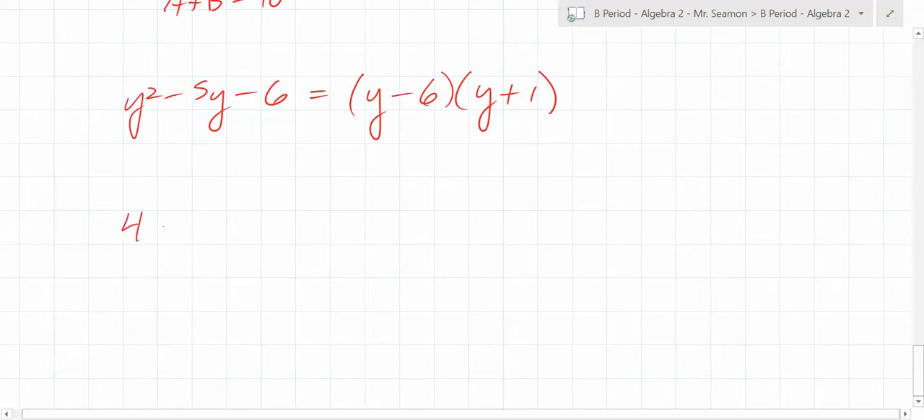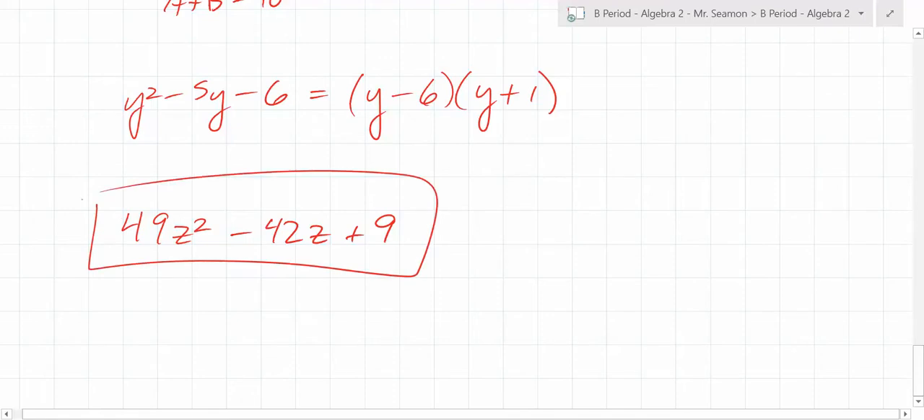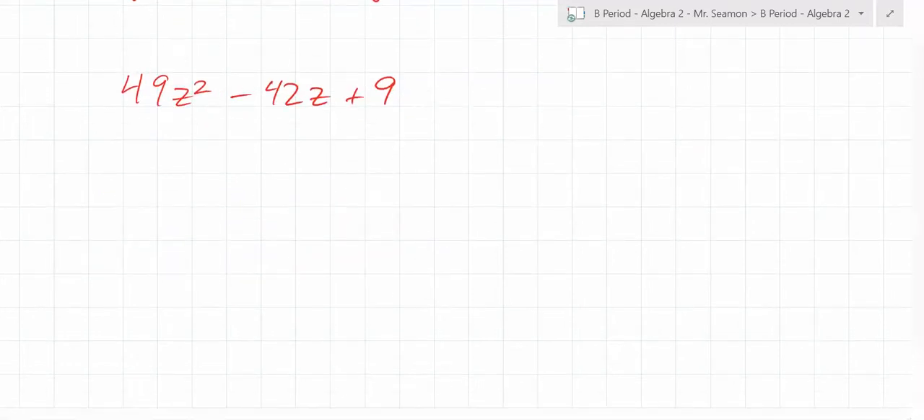Absolutely. You could end up with something like this: 49z squared minus 42z plus 9. What is not so cool about this one? There's no greatest common factor you can pull out. That's correct. The greatest common factor would be 1. So what's not nice is that the leading coefficient is not 1. So we have to break it apart like we were just practicing.